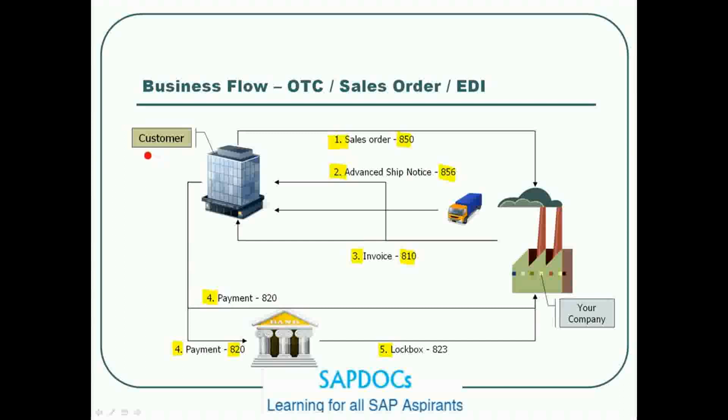So this is the customer side who places the order, and this is the supplier where you ship the goods and you receive the order. So the process that we looked at previously can be represented through EDI, and instead of calling or faxing, this whole process of sending and receiving data can be automated through EDI.